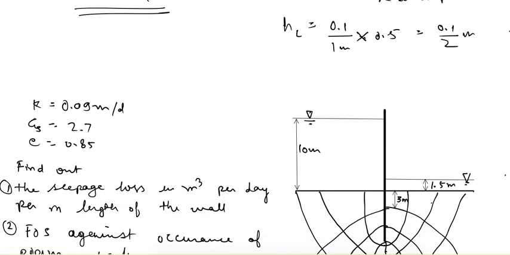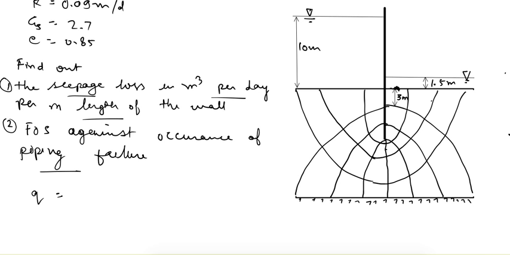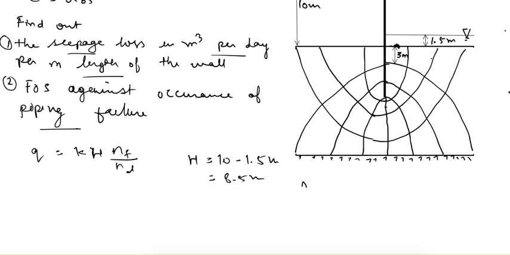Next question, this is of sheet pile. Two things are asked in this question: the seepage loss in meter cube per day per meter length of the wall, and the factor of safety against piping failure. We know that the possibility of piping is just on the downstream side, so we have to calculate the factor of safety there. Seepage is simple. We saw the formula Q is equal to K H NF by ND, and what is the H here? H is 10 minus 1.5 meter, that is 8.5 meter.